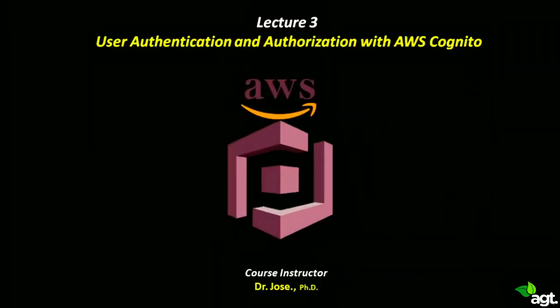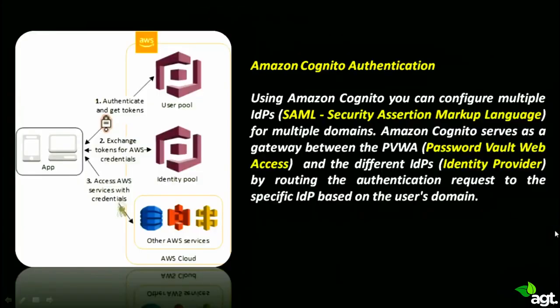Welcome to the third lecture of the topic. The topic name is User Authentication and Authorization with AWS Cognito. The Amazon Cognito authentication process: using Amazon Cognito, you can configure multiple IDPs, identity providers, as well as SAML, security assertion markup language, for multiple domains. Amazon Cognito serves as a gateway between the PVWA, password vault web access, and the different IDPs, identity providers, by routing the authentication request to the specific IDP based on the user domain.